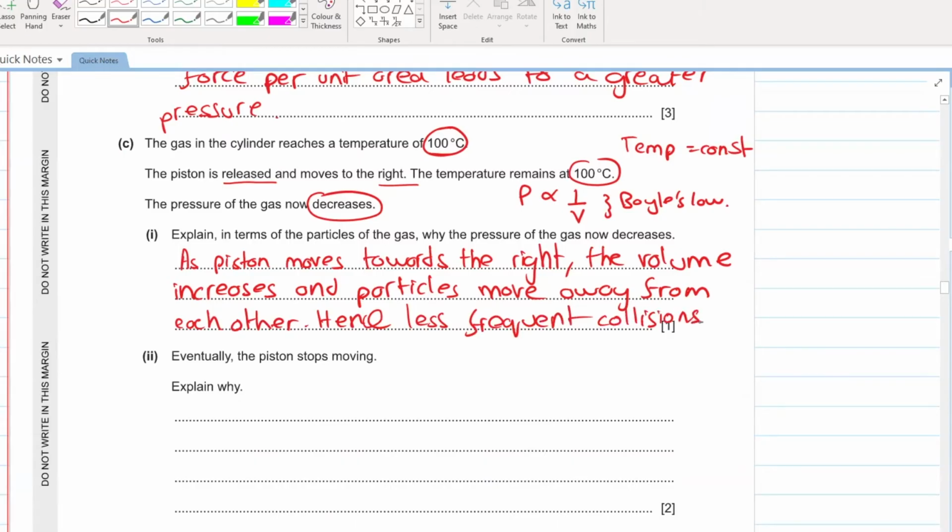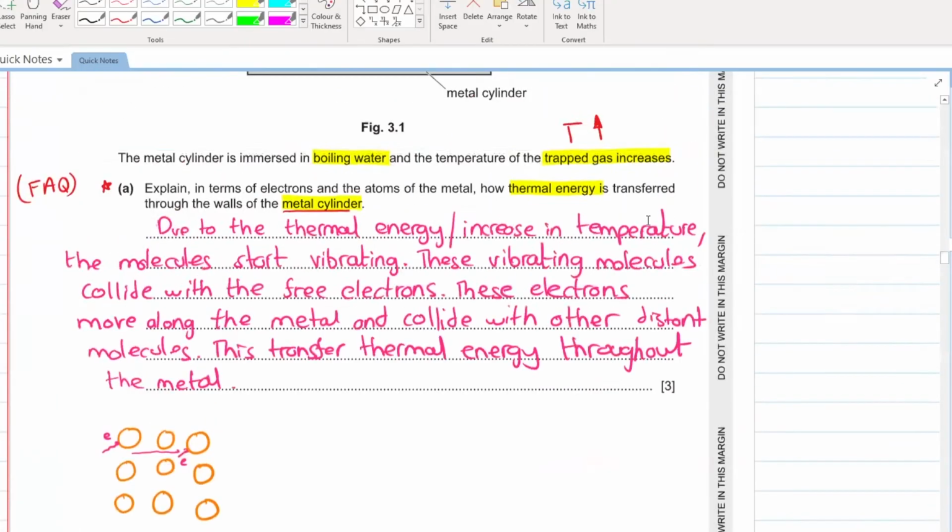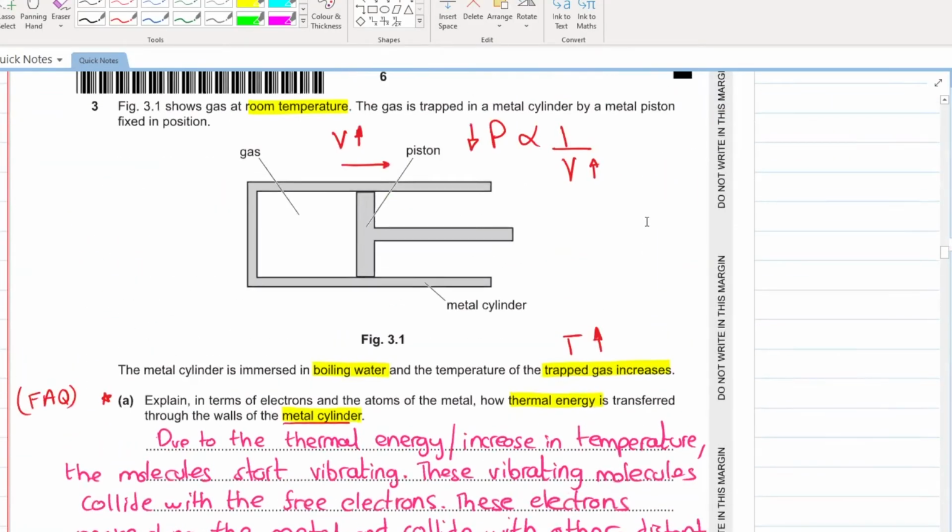Perfect, nothing complicated. Let's see the next part. Eventually, the piston stops moving. Explain why. Just listen carefully. I need your undivided attention.